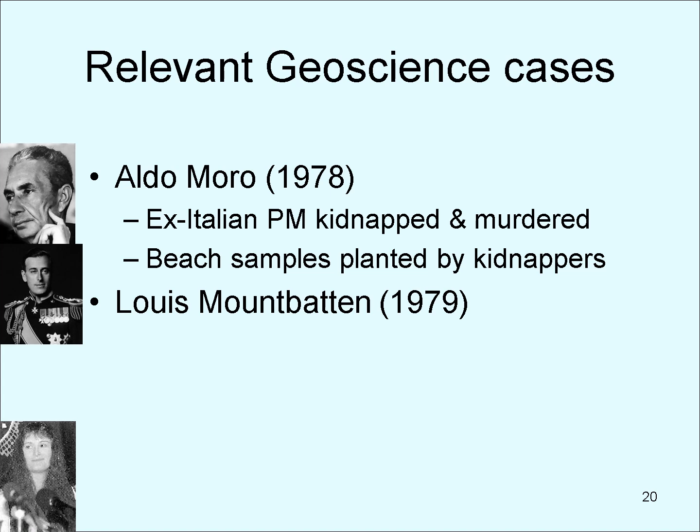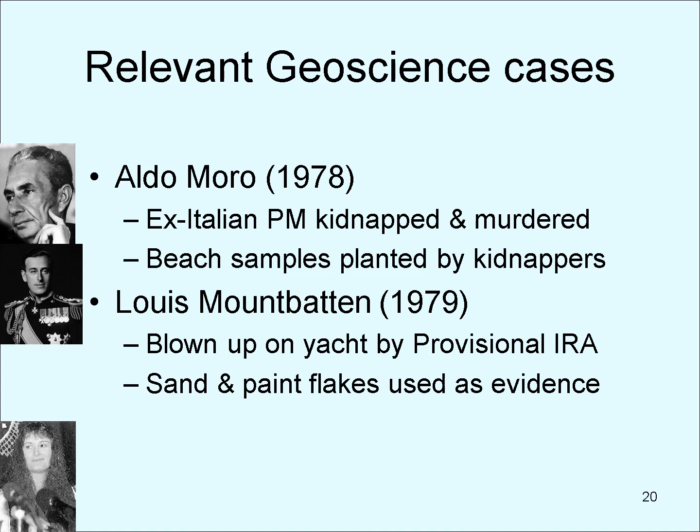Louis Mountbatten, he was Prince Charles's uncle, got blown up by the IRA in 1979 on his boat in a lake in Northern Ireland. And they used the sand and the paint flakes from the boat as evidence to convict the perpetrators.